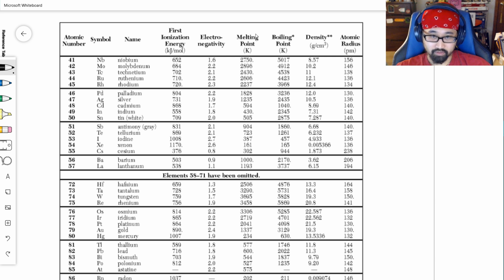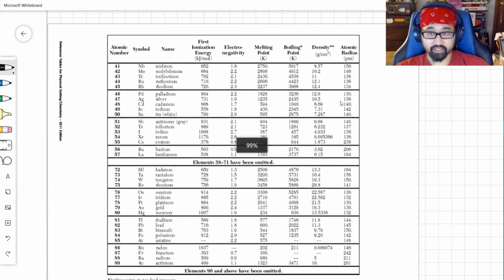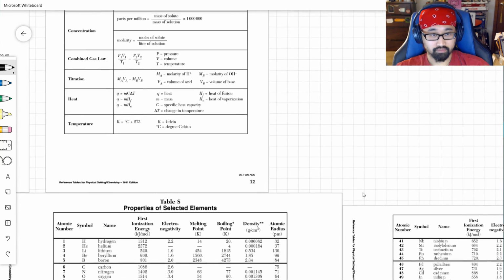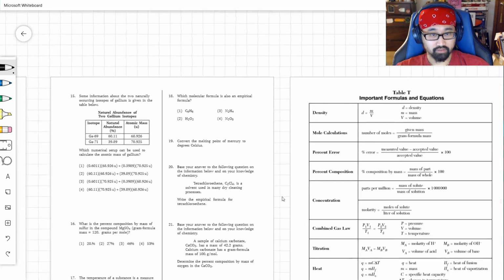Look what happens to be right here: the melting point of any given element on the periodic table in Kelvin, K for Kelvin. So it says that for Mercury, it's 234. So 234 Kelvin. That's the melting point. Okay? So I'm going to go back to the question.